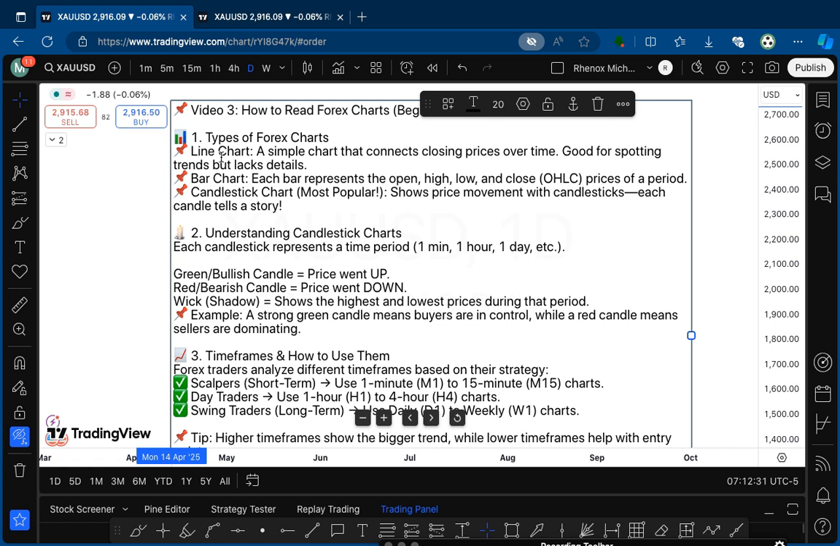Okay, so now we'll speak of the line chart. Now the line chart is a simple chart that connects closing prices over time. It's good for spotting trends but lacks details. So just like it connotes, it's a line chart. It basically looks like a line. Let me show you an example of what it looks like.